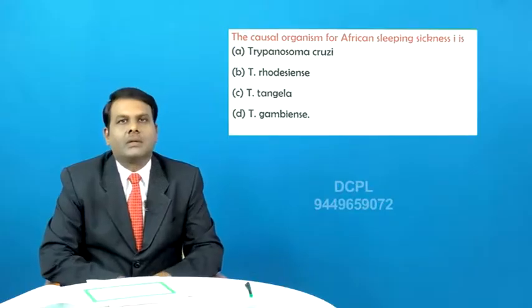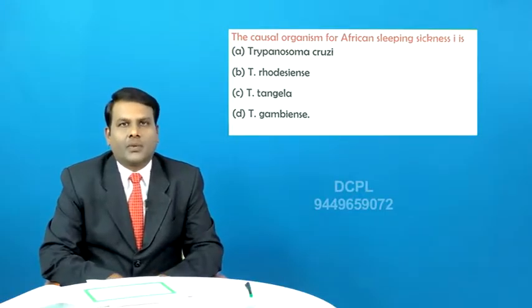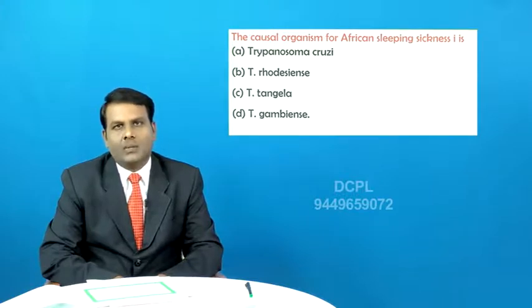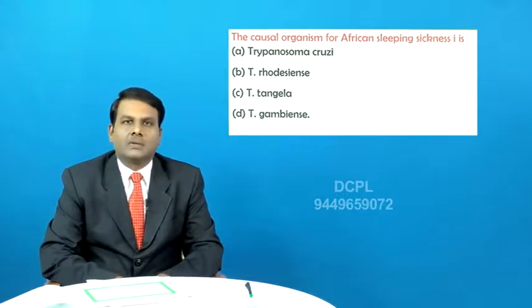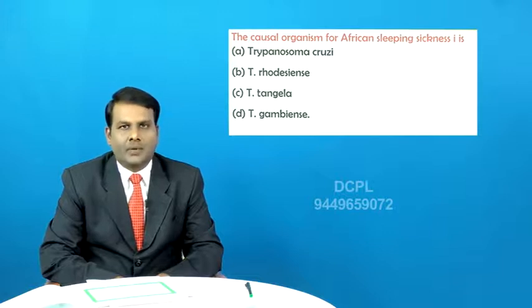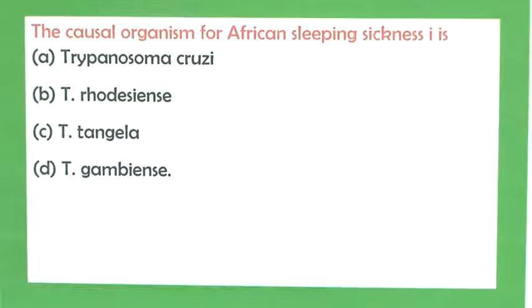Dear students, protozoans are unicellular animal cells. They are placed under the kingdom Protista. The protozoans are classified into 4 classes based on the locomotory organs they have. That is amoeboid protozoans, ciliated protozoans, sporozoans, and flagellated protozoans. Now, based on this, let us see one question.